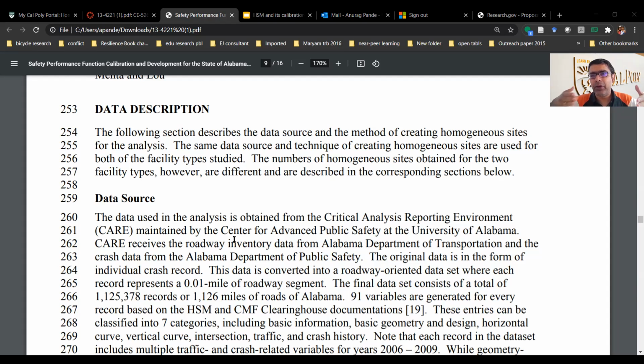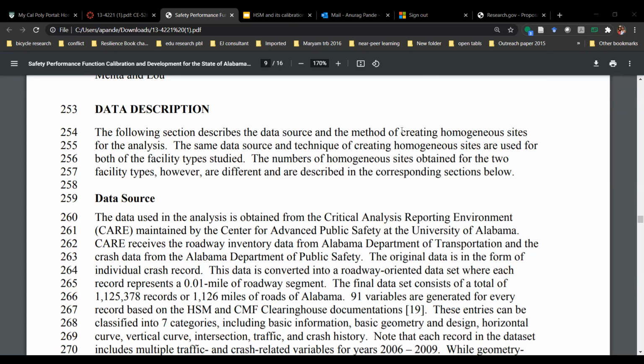And if I had tried to rely on homogeneous segments, I might not have ended up with 19 segments. I would have ended up with even fewer data points, and 19 data points are already too few, in my opinion. So I just went with homogeneous distance. I said, okay, every half a mile is its own segment. But that's not the most appropriate way to define segments. The most appropriate way is what the HSM talks about.